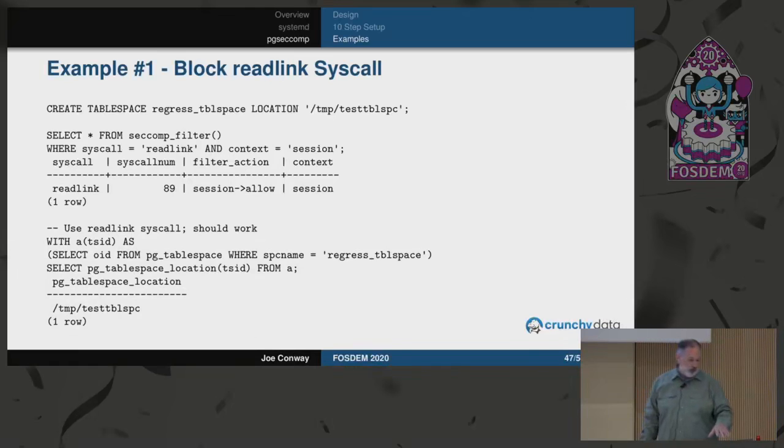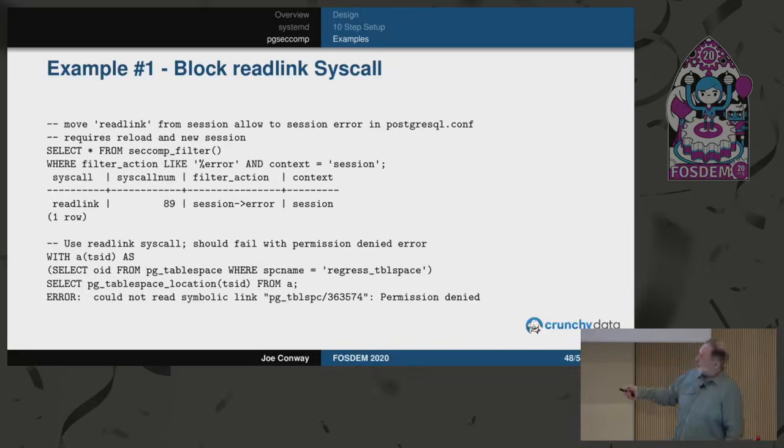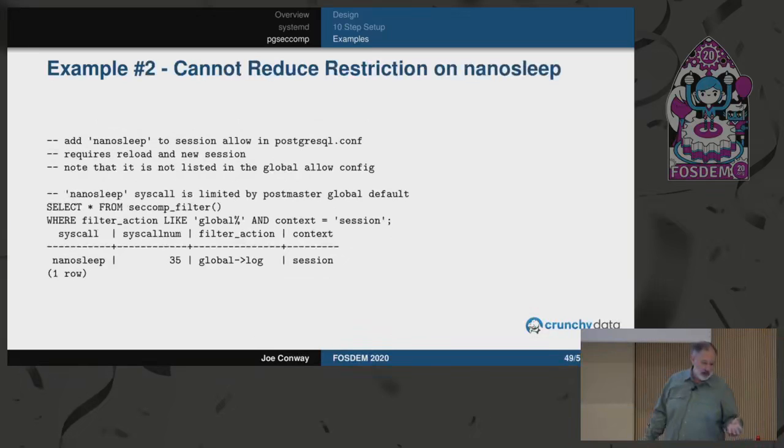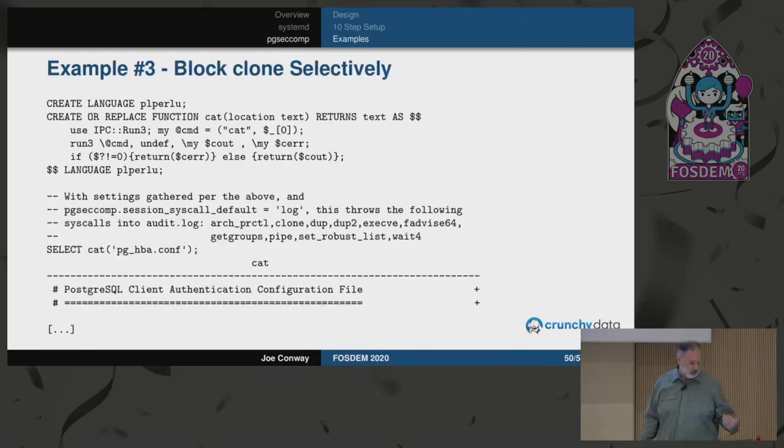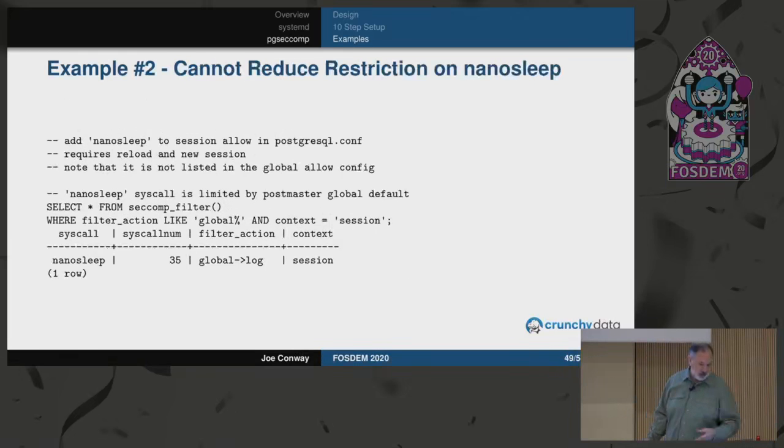If I now use readlink using this call, my call works. But now if I move readlink from allow to error, and restart, or reload at least, you can see now I'm set to error, and I rerun this and I'll get a permission denied. Here's an example. I cannot reduce the restriction on nanosleep. So if I add nanosleep in the session allow, but it's already in the global list for log, you can see that it's still going to get logged.